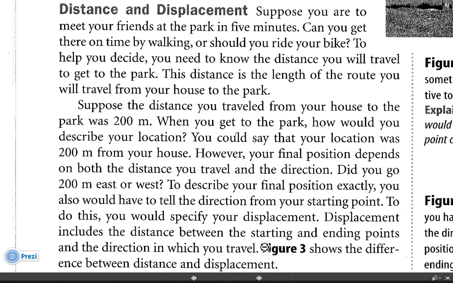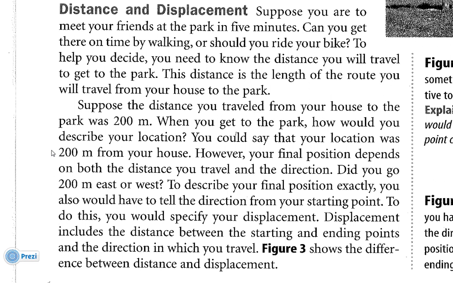Distance and displacement. Suppose you are to meet your friends at the park in 5 minutes. Can you get there on time by walking, or should you ride your bike? To help you decide, you need to know the distance you will travel to get to the park. This distance is the length of the route you will travel from your house to the park. Suppose the distance you traveled from your house to the park was 200 meters. When you get to the park, how would you describe your location? You could say your location was 200 meters from your house.